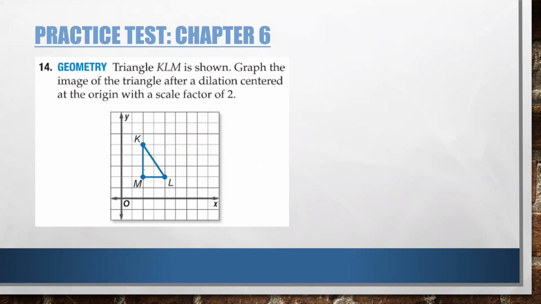Okay, so what I'm going to do is find the coordinates of each of these points. For point K, that's this point here, to the right 2, and then up 1, 2, 3, 4, 5. So the coordinates are 2, 5. And then for L, over here, this is over 1, 2, 3, 4, and then up 2. So that's 4, 2. And then M is over 2, up 2. So that's 2, 2. Okay?